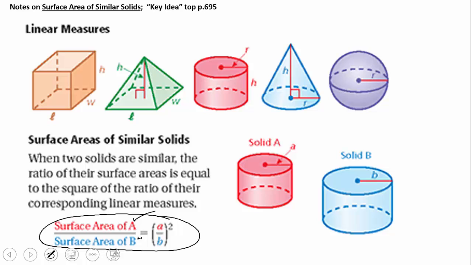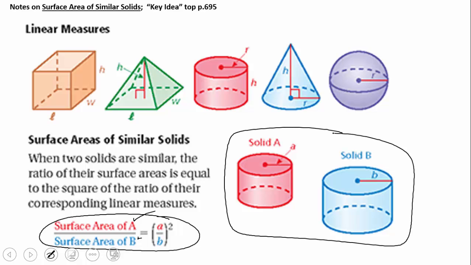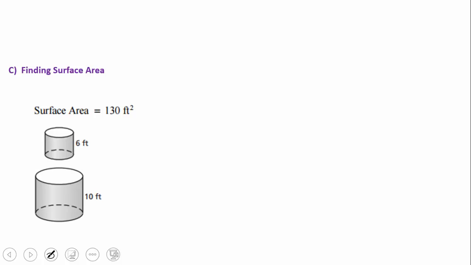So if you look at these two cylinders that they have a picture of for A and B right here, they're saying that the surface area of A to the surface area of B is equal to the square of the ratio between the two radii of the solids. So now it's just a matter of writing that proportion, because that's what it is, putting in the appropriate numbers, making sure we square and do the math. So let's do a couple and then we'll be done.